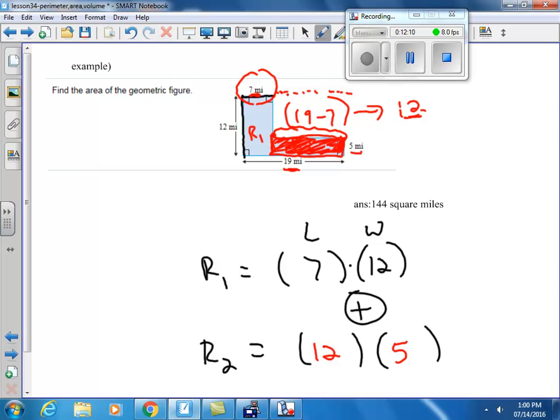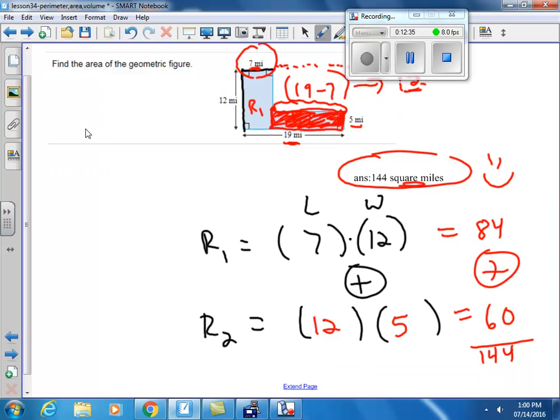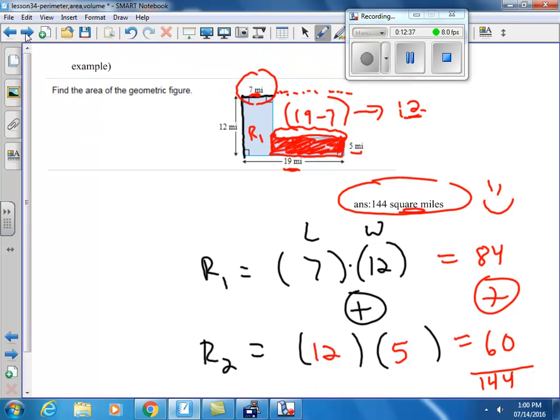Now let's total everything up. So 7 times 12 is 84, and then rectangle 2, 12 times 5 is 60. 84 plus 60 is going to make our grand total of 144. Notice the units, square miles. All right, hope that helped.